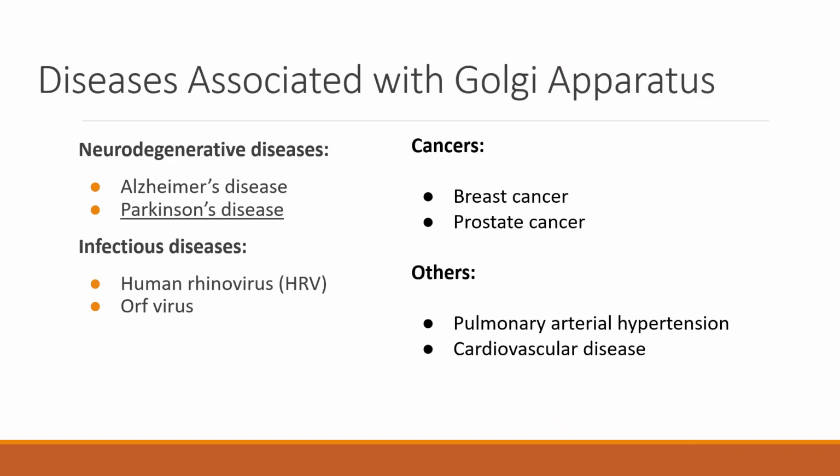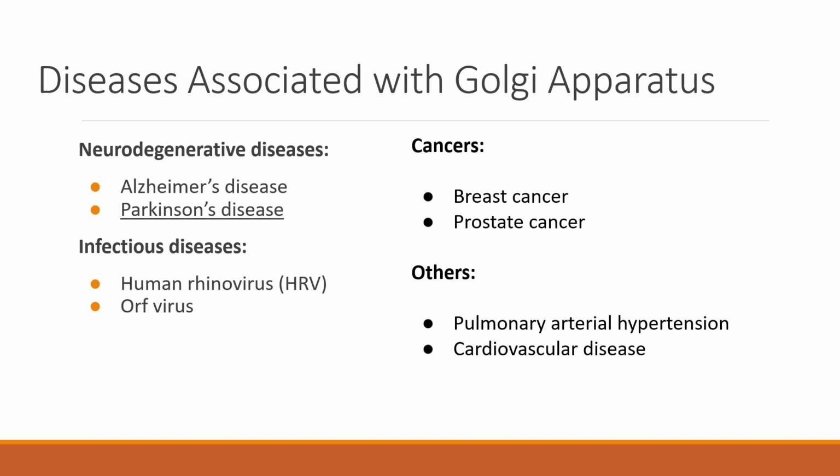There are many diseases associated with the malfunction of the Golgi apparatus. Some include neurodegenerative diseases such as Alzheimer's and Parkinson's disease, infectious diseases like human rhinovirus and the ORF virus, cancers such as breast and prostate, and a few other diseases related to pulmonary arterial hypertension and cardiovascular diseases.